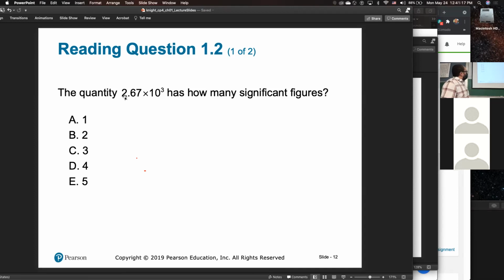or E, five? Well, I think we've got a lot of C's because it says 2.67, okay? So those first three numbers, if it's not zero, that's a significant digit. That's how accurately we measured that quantity, okay? And then we're saying times 10 to the 3. So that's 2,670 in scientific notation. Usually we always write our numbers in scientific notation. So you take the first two or three numbers and then you multiply it by 10 to the power of 3 or whatever. So 10 to the power of 3 tells you the number of zeros. So it's 2.67 times 1,000, okay? So we have three significant digits. So the answer is C.